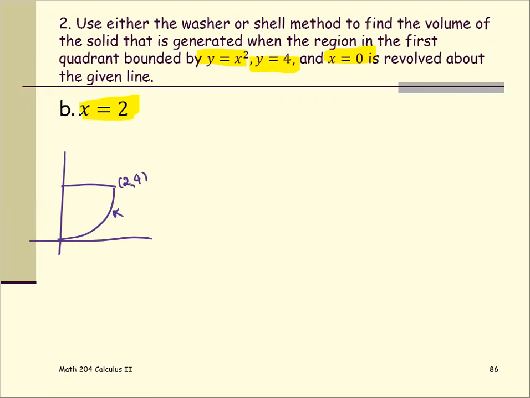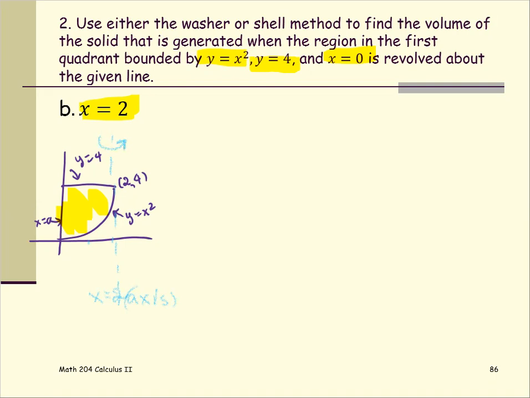This is the curve y equals x squared. This one is y equals 4. And the vertical line here is x equals 0. This region is rotated about the line x equals 2. From the scale here, this is the axis of revolution, which is x equals 2. So we rotate about this line.